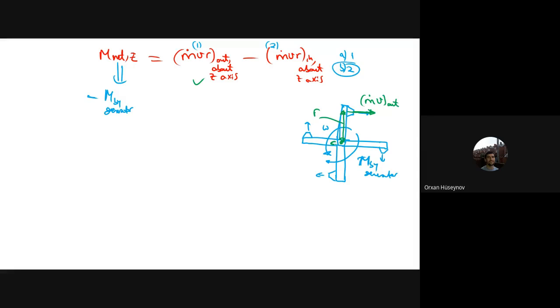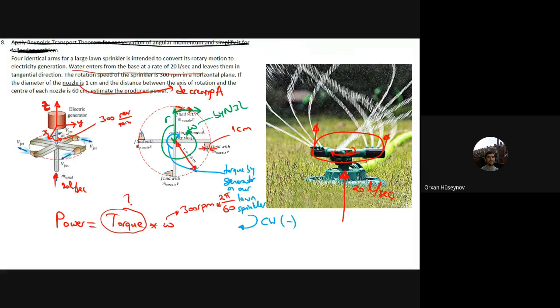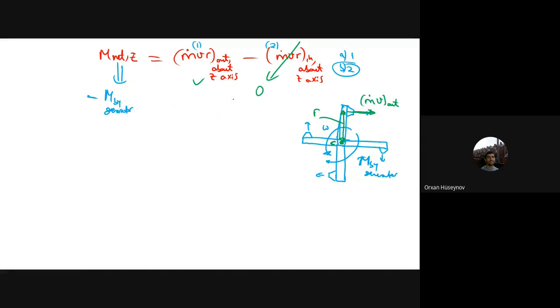Now, when we come to m dot v in, it enters the system from the center, and therefore it will not create any moment. Therefore the moment from the inlet part is 0. You can see it here. It enters in that direction, from the center, and it will not create any moment with respect to the center of axis of rotation. Therefore, the first one is not 0, but the second one is 0.